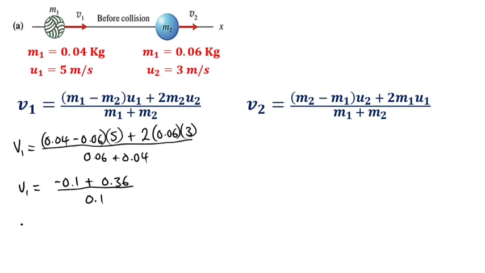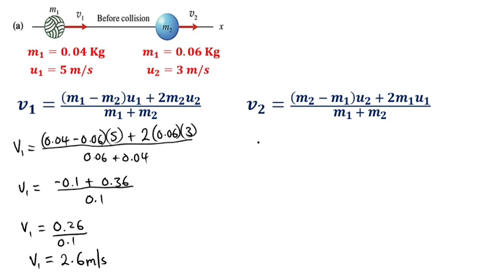So in the numerator, if we add the two, we'll simply get 0.26 divided by 0.1. This simply gives us 2.6. So velocity 1 final is 2.6 meters per second.